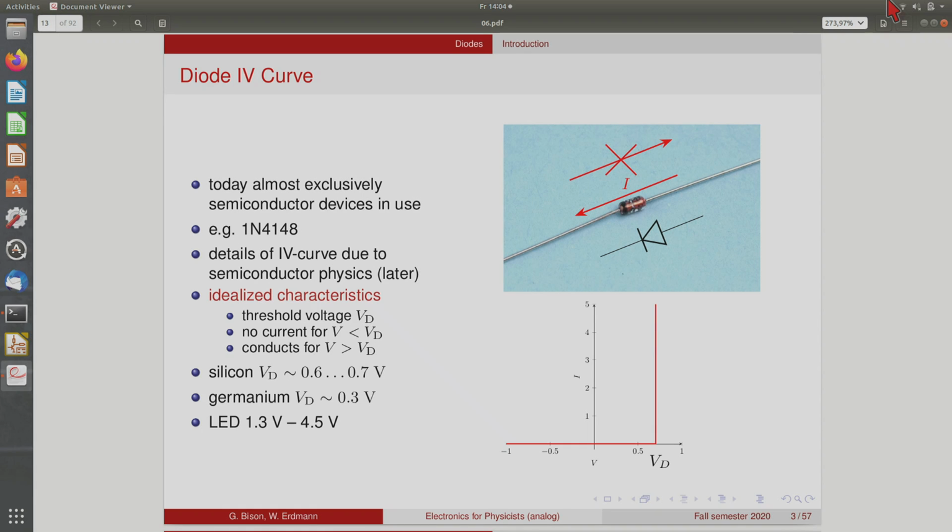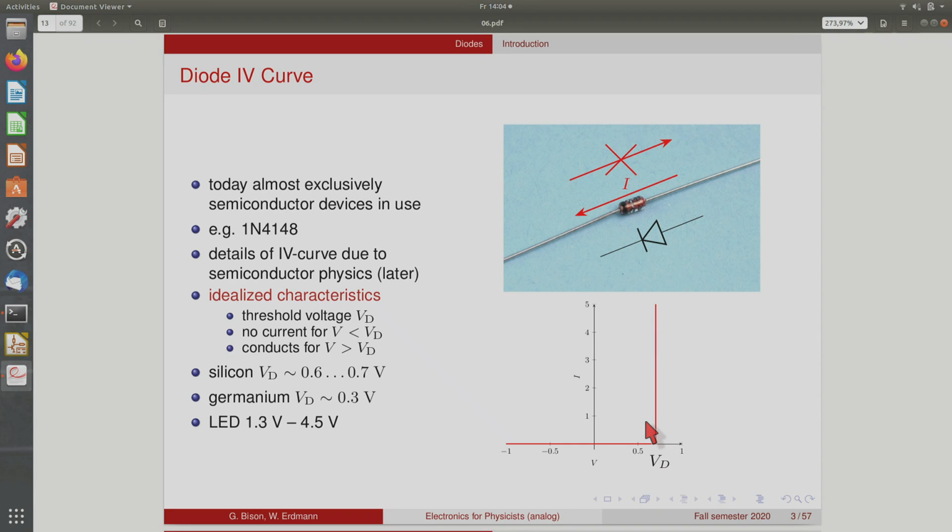The current will then only flow in this direction, but not in the opposite direction. We will not look in detail at the moment at the curve, but only use the idealized IV characteristic and see what we can do with it. The idealized version is that when you look at the current versus voltage diagram, up to a certain threshold voltage, no current flows at all. And then if you go above this threshold voltage, it's an ideal conductor. So it's basically a short circuit.